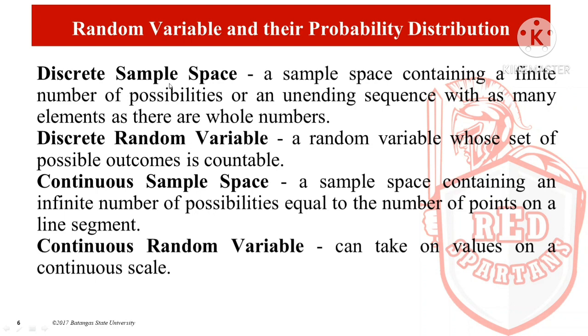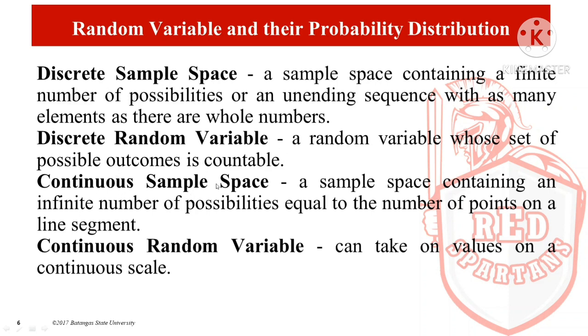Then, another term. So, discrete sample space is a sample space containing a finite number of possibilities or an unending sequence with as many elements as there are whole numbers. So, alam na naman natin yung sa sample space. So, na-discuss na natin. So, kapag sinabi natin na discrete, ibig sabihin finite yung ating outcome. Then, kapag discrete random variable, it is a random variable whose set of possible outcome is countable.